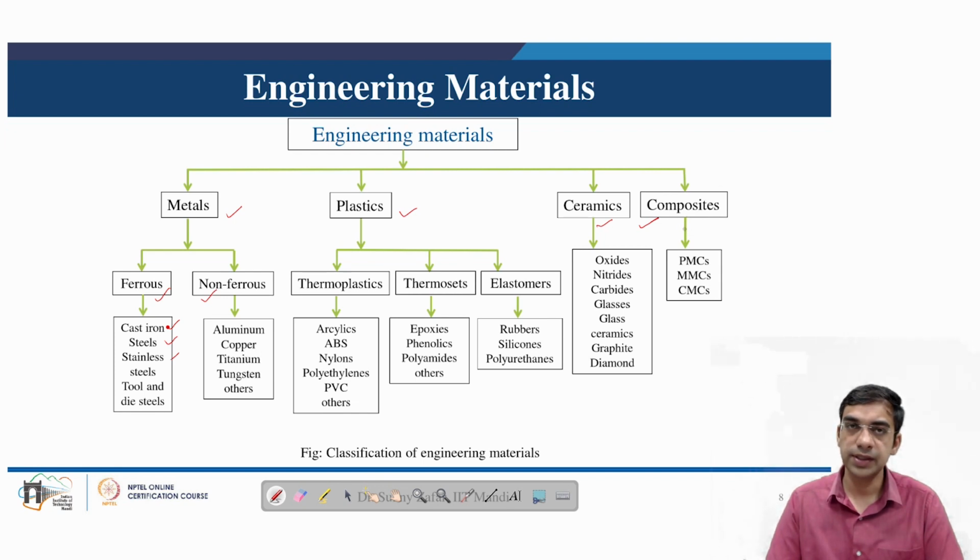And composites, basically, are multi-phase materials. They are made by combining the materials previously discussed. And composites are broadly classified based on what the matrix is. They can be polymer matrix composites, abbreviated as PMC. It can be metal matrix composite, abbreviated as MMC, or it can be ceramic matrix composite, abbreviated as CMC.